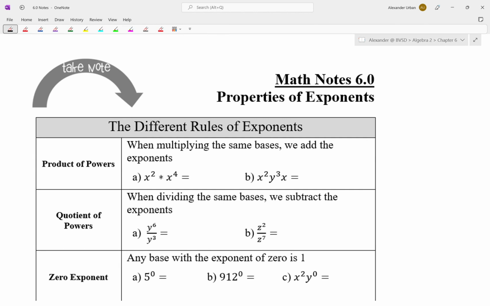So anytime we multiply the same bases, we're just going to add the exponents. So these two are multiplying. We're just going to add our exponents. X squared times x to the fourth is x to the sixth.